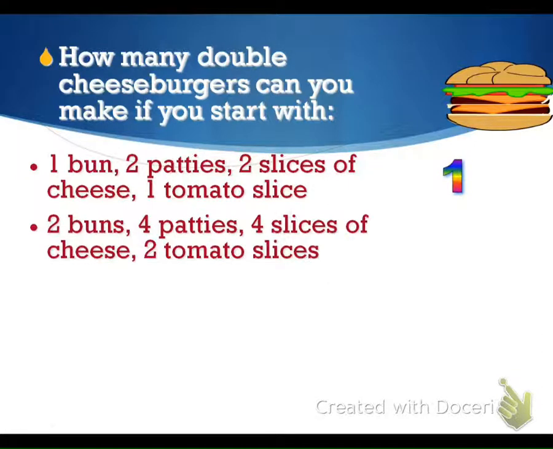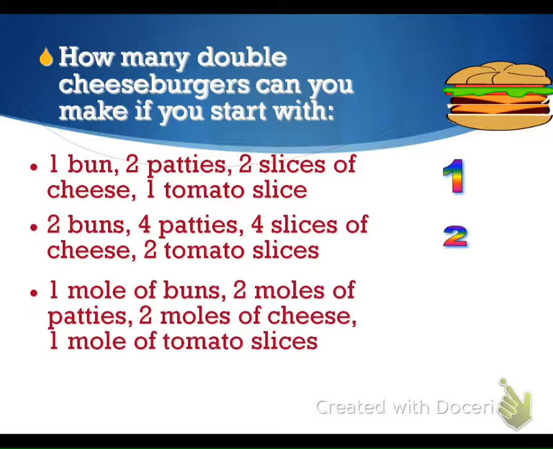How many can we make if we start with the second set of ingredients? We can make 2. Okay. How many can we make if we start with 1 mole of buns, 2 moles of hamburger patties, 2 moles of cheese, and 1 mole of tomato slices? We can make 1 mole of double cheeseburgers. That's a lot. That's a lot of double cheeseburgers. Okay, that's like 10 to the 23rd double cheeseburgers.